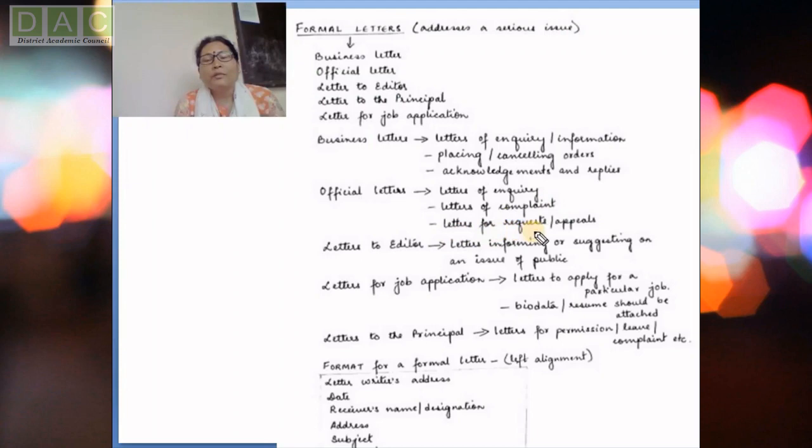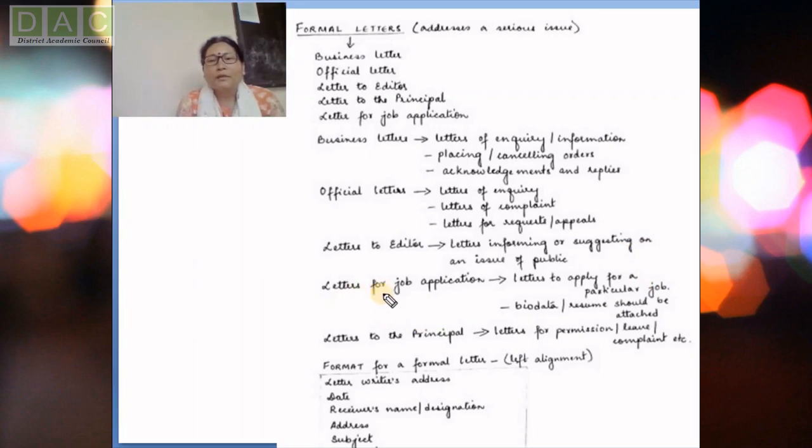Then next will be letters for requesting something or appealing something to the authority. Now next comes the letters to the editor, where we usually write for newspapers. These letters are written to inform or suggest on an issue which the public suffers or the public is being hampered. So these letters are usually written to the editor of a newspaper.